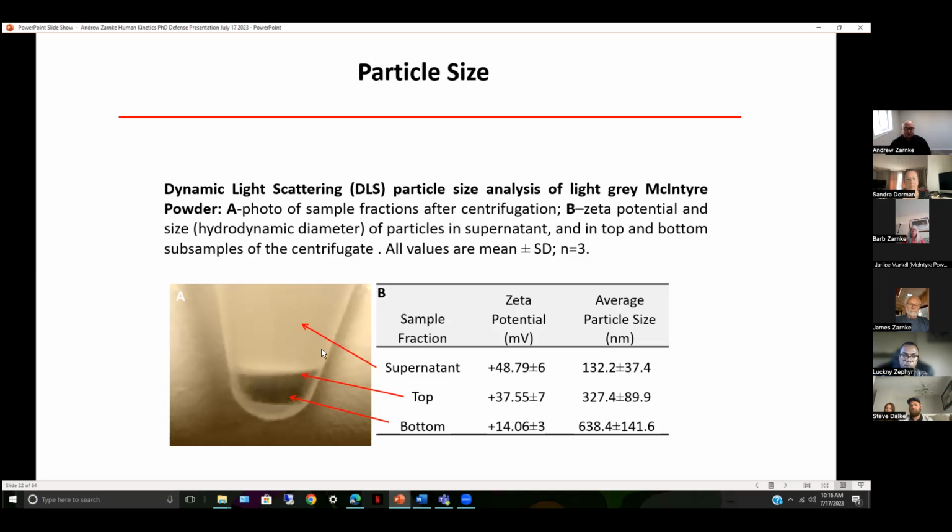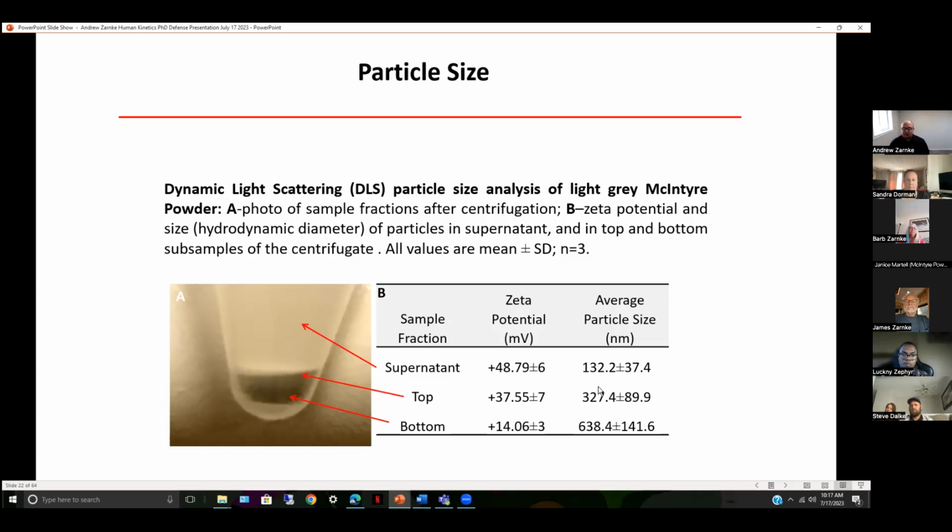So we decided to separate the sample into 3 fractions. We suspended an amount of McIntyre powder in water and then centrifuged it for a short time. Then we extracted a sample of the supernatant, or the liquid suspension at the top, and then a sample with a pipette from the top of the pelleted material, as well as from the bottom of the pelleted material.